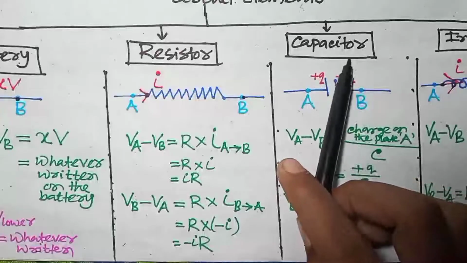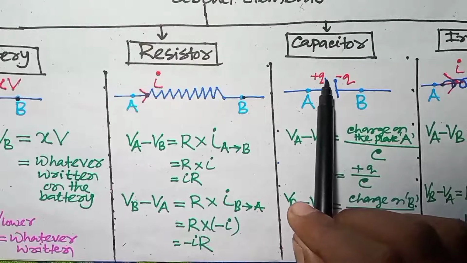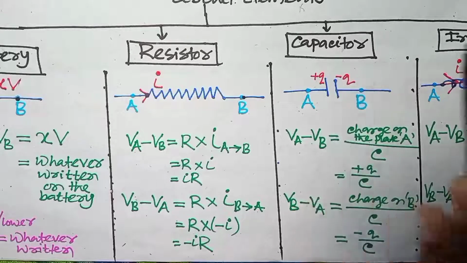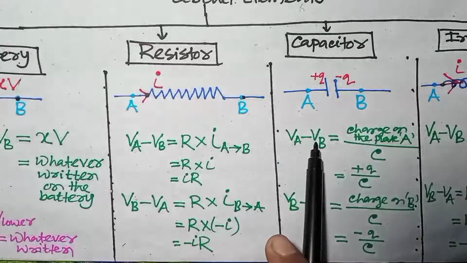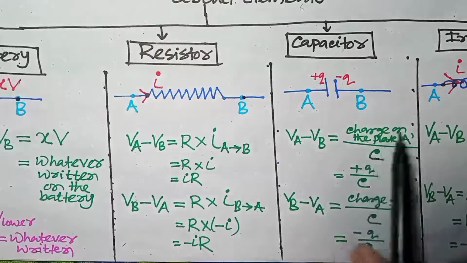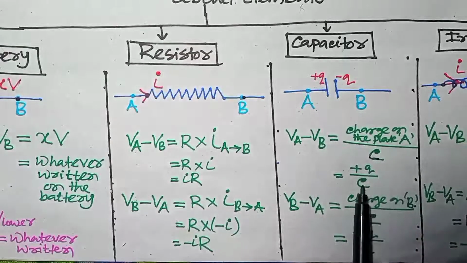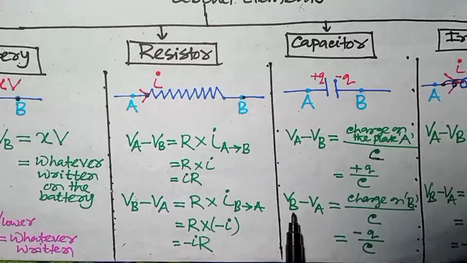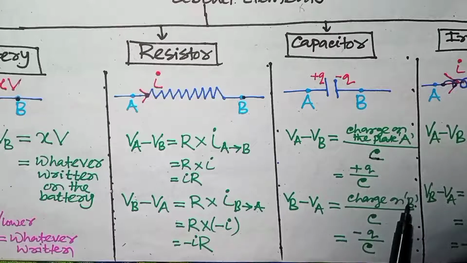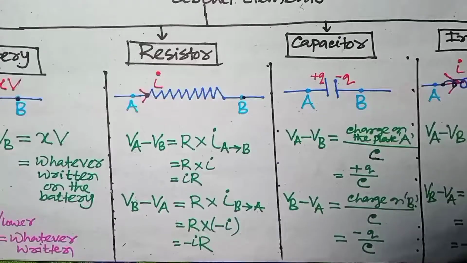Similarly, here is the equation for the capacitor. This is terminal A, this is terminal B, and this plate has a charge of plus Q, and this plate has a charge of minus Q. So VA minus VB will be equal to the charge on plate A upon the capacitance, that means plus Q upon C. Similarly, VB minus VA is the charge on plate B upon the capacitance. The charge on B is minus Q, so it will be minus Q upon C.